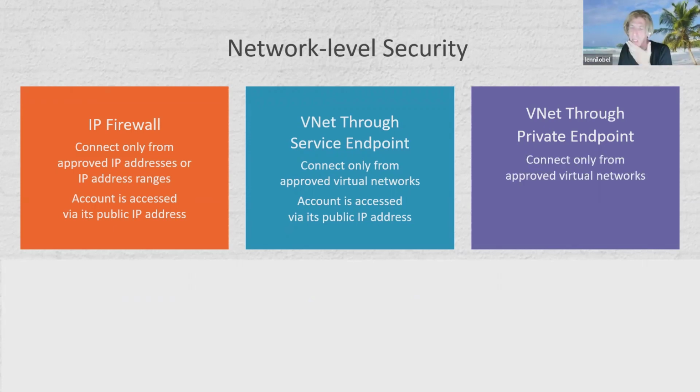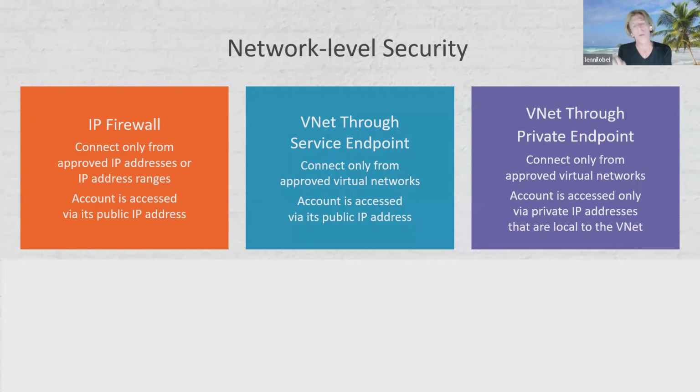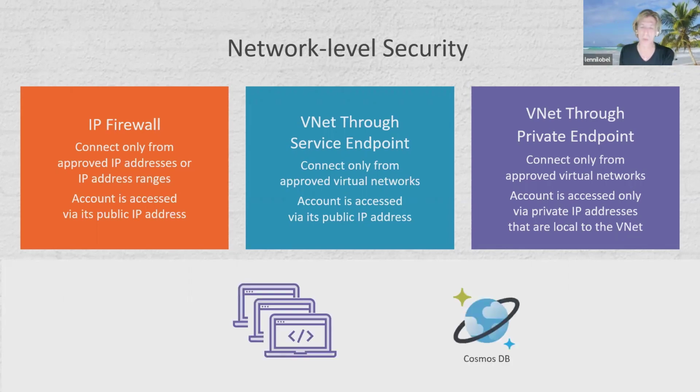Like VNets through a service endpoint, you can only connect through approved virtual networks, but now practically the Cosmos DB account itself does not have a public IP address, and the VNet does not have public internet access. And the way this works is Cosmos DB, well, technically it actually still does have a public IP address, but when you set up private link, that public IP address is completely locked down. Like, it's just inaccessible entirely. And the only way to get through to Cosmos DB is with a private endpoint.